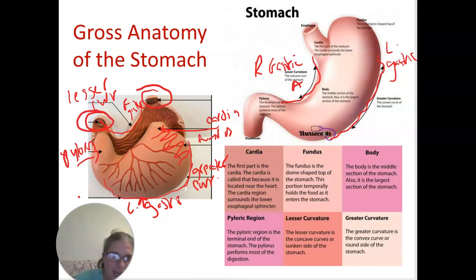And then this right here, that's a sphincter, and that's called the pyloric sphincter. So the pylorus is going to send food into the small intestine. The duodenum is the first part of the small intestine, and that sphincter is called the pyloric sphincter. So when that pyloric sphincter is open, food materials leave the pylorus and enter the duodenum, and when it's closed, it can't enter. So that's the gross anatomy.